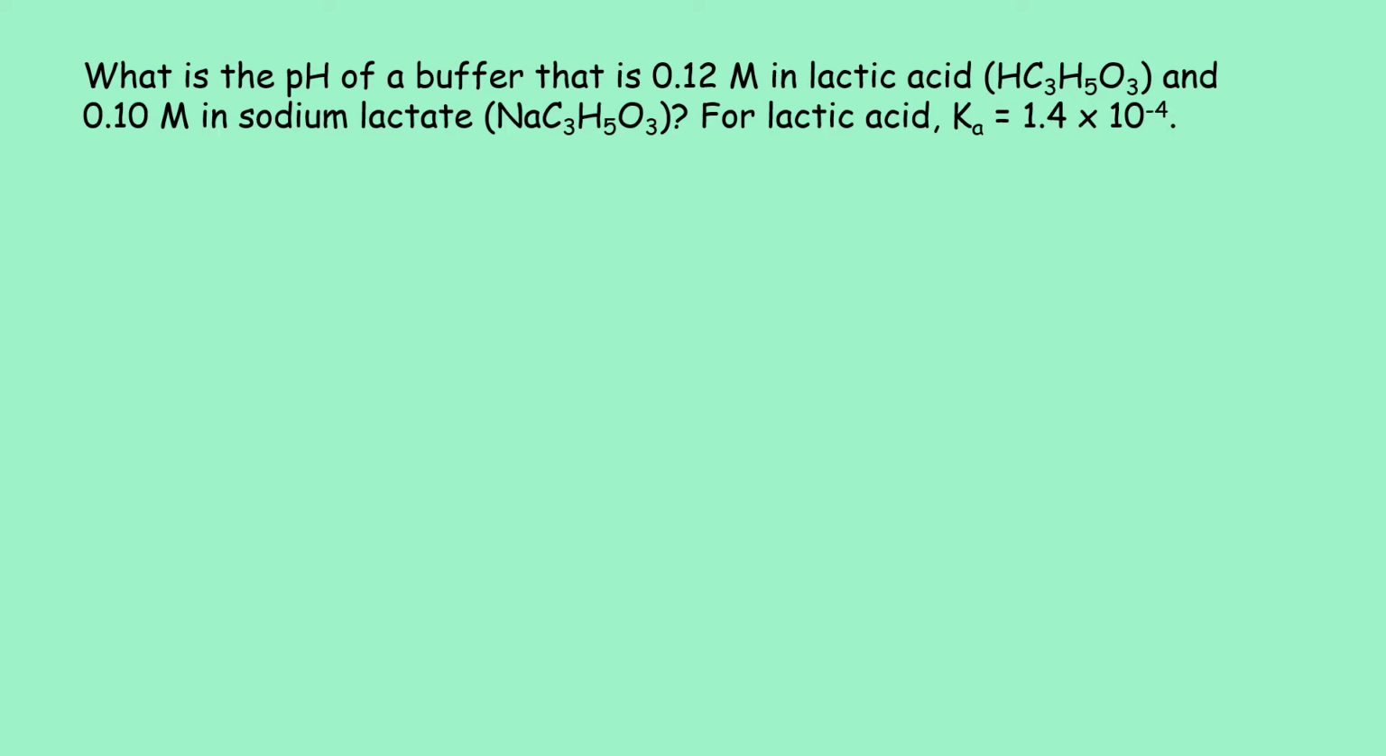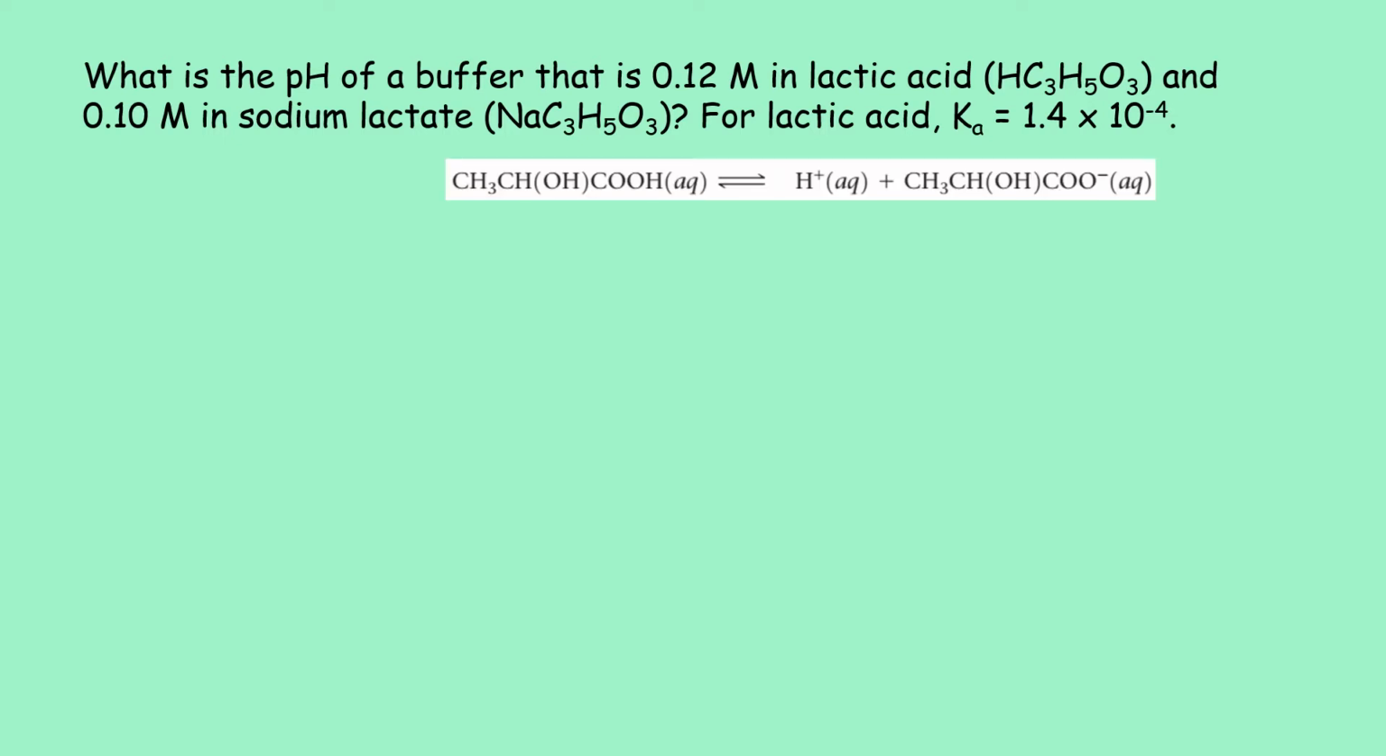What is the pH of a buffer that is 0.12 molar in lactic acid and 0.10 molar in sodium lactate? For lactic acid, the acid dissociation constant is 1.4 times 10 raised to negative 4. For this problem, we are asked to calculate the pH of a buffer containing lactic acid and its conjugate base, which is the lactate ion.